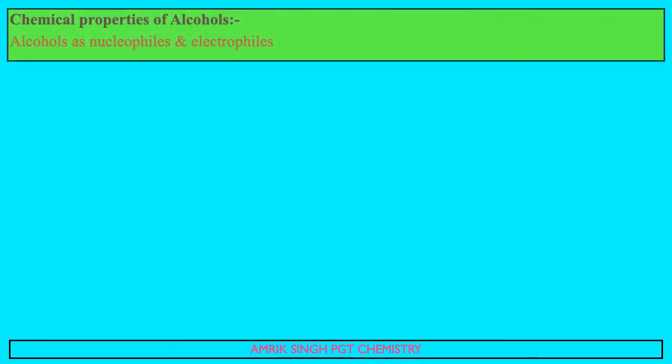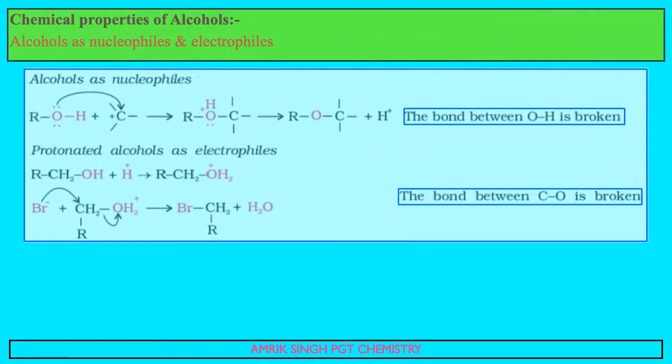Chemical properties of alcohol. Alcohol has nucleophiles and electrophiles. We are seeing that alcohol can attack a carbocation and behaves as a nucleophile, and the bond between O and H is broken in this process. H is removed as H positive, leaving its electron on the oxygen atom, as shown. Protonated alcohol acts as an electrophile.